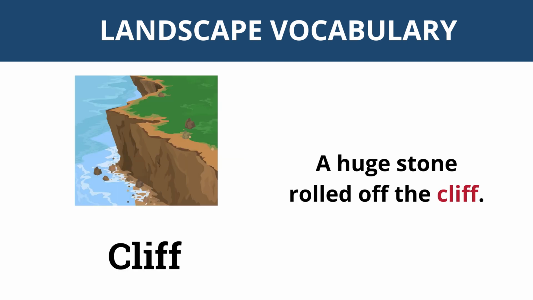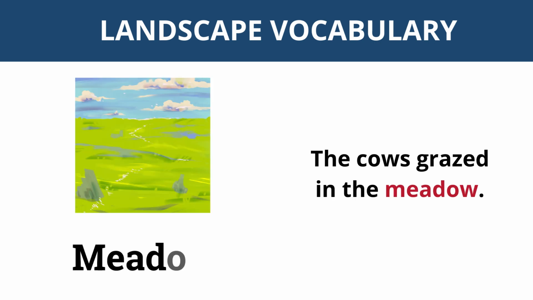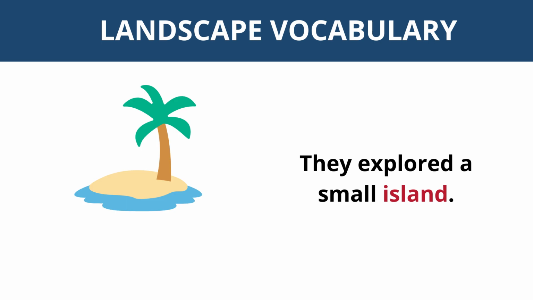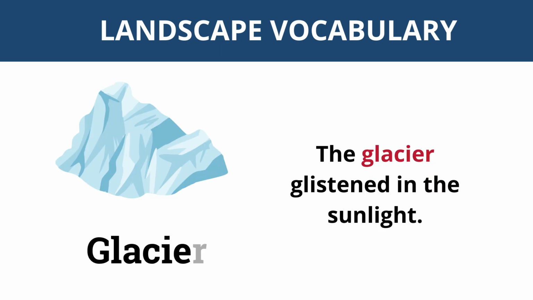Cliff. A huge stone rolled off the cliff. Meadow. The cows grazed in the meadow. Island. They explored a small island. Glacier. The glacier glistened in the sunlight.